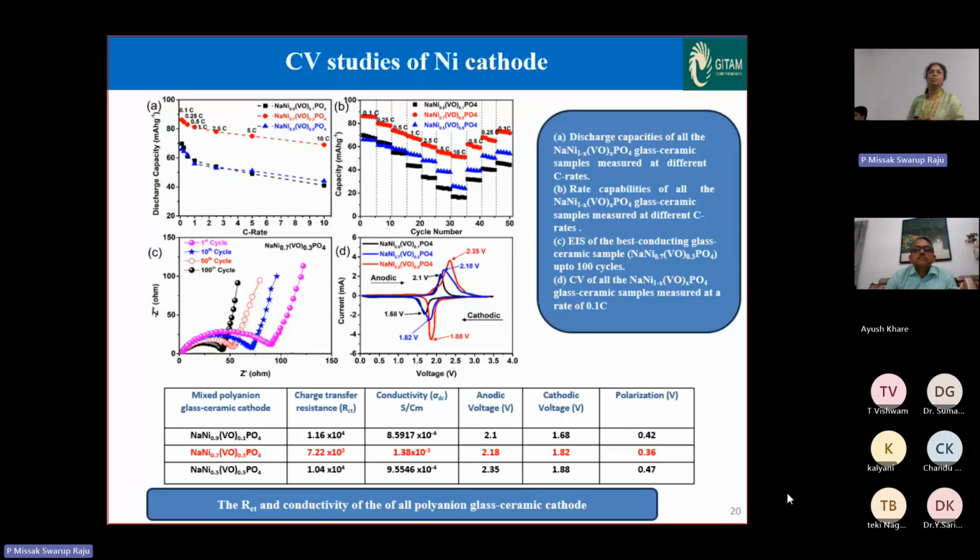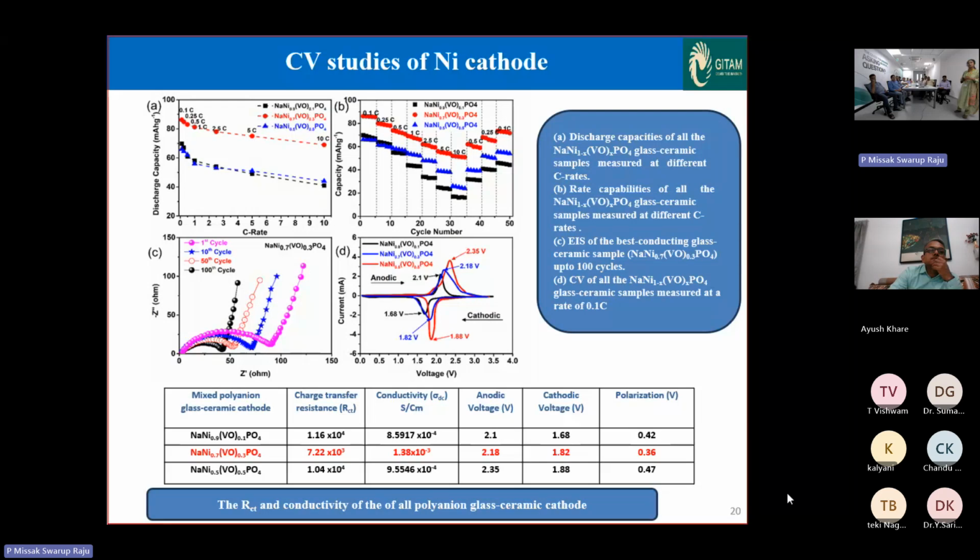In figure C, taking the same best sample, with the cycle number increasing from the first cycle to 100 cycles, at 100 cycles the resistivity value is low. So automatically the conductivity value increases at the best sample, X equal to 0.3 mole percent. Finally, CV studies, cyclic voltammograms.